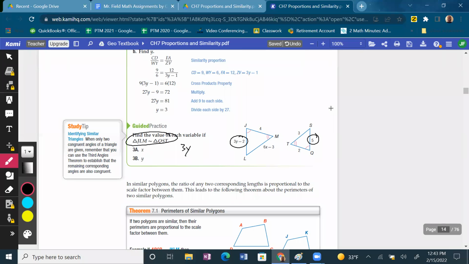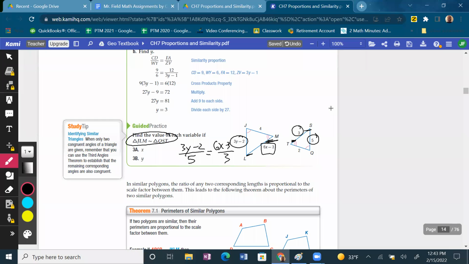J, 3y minus 2 over 5 is going to be equal to, well, now this one has the 2 and then the missing side. So we need the 2 with the missing side. So we've got to put it over 3. So you've got to be kind of careful when you are identifying your corresponding sides. And I have been looking at the pictures.